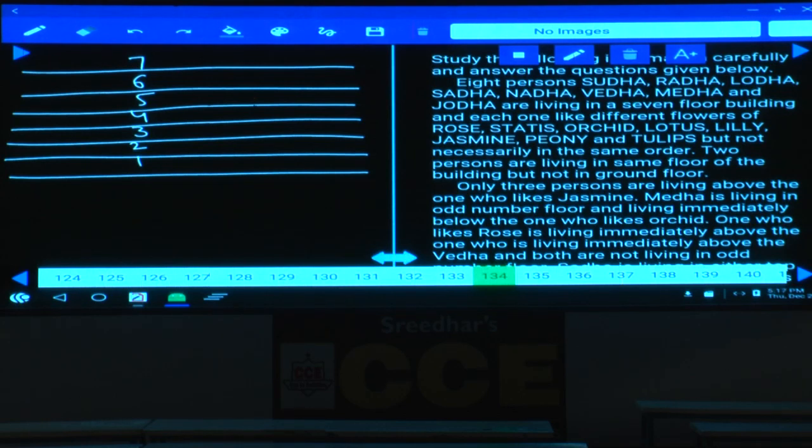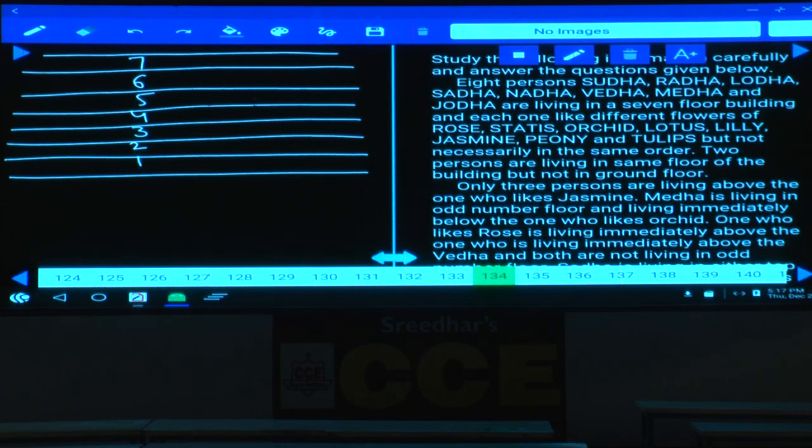Only 3 persons are living above the one who likes jasmine. Tell me what should be the position of this jasmine. Jasmine can be either at the 4th place or at the 5th floor.